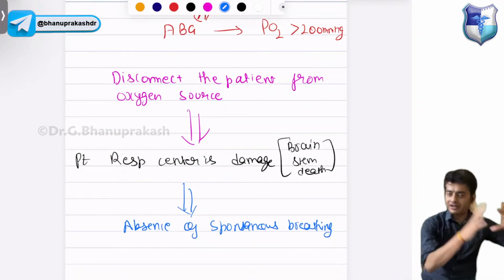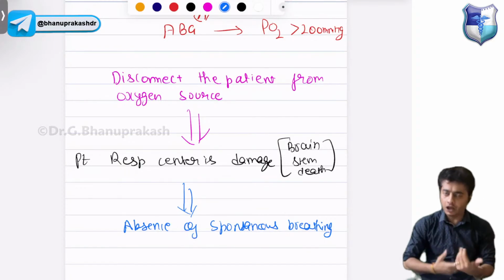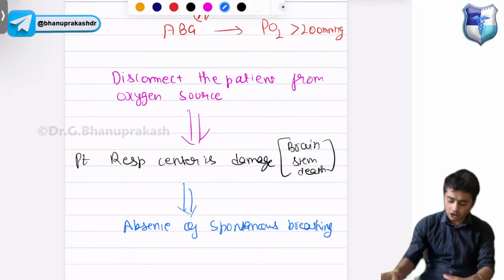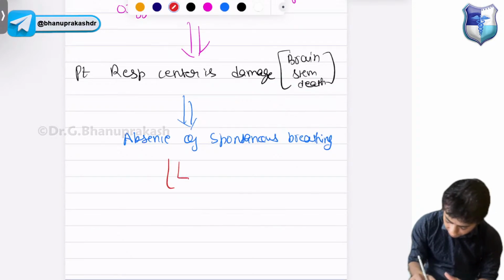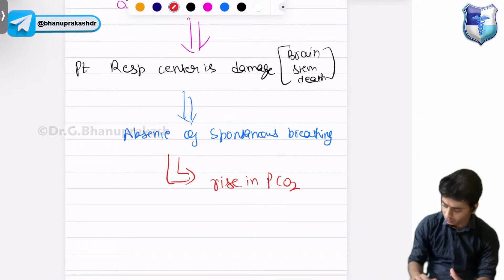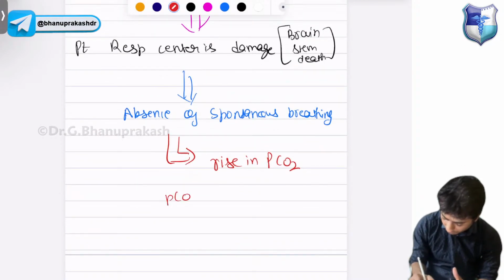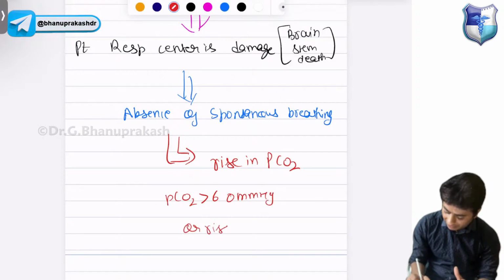Now, as the patient's respiratory center is damaged because brainstem death is there, so can the patient breathe normally? No, there will be absence of spontaneous breathing. So what will happen? There will be rise in PCO2. We all know there will be rise in PCO2, and PCO2 now will be greater than 60 mm Hg, or rise greater than 20 mm Hg.